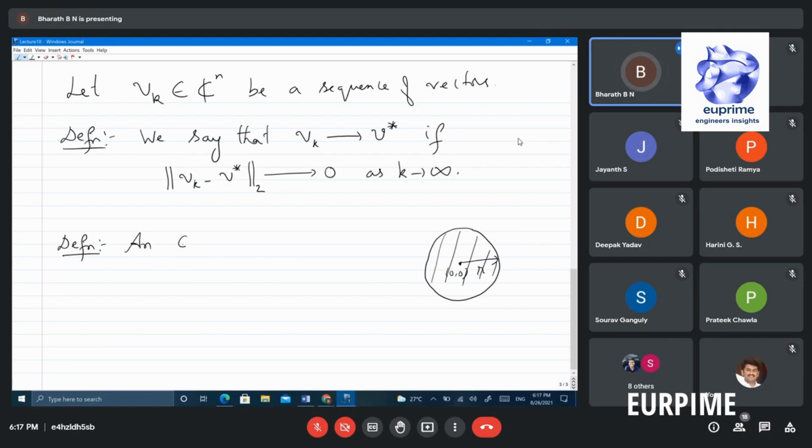I'll call this an epsilon ball around the origin.